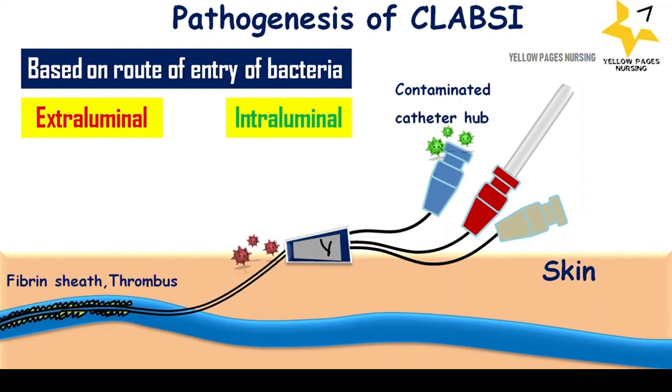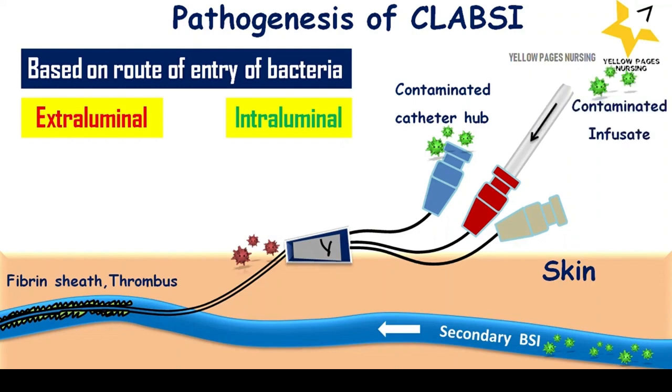Next is secondary bloodstream infection, where bacteria from another source in the body infects the blood. Next is contaminated infusate, where the pathogens are introduced from fluids infused through the catheter system. From this image, you can have a clear understanding about the pathogenesis of central line associated bloodstream infection.